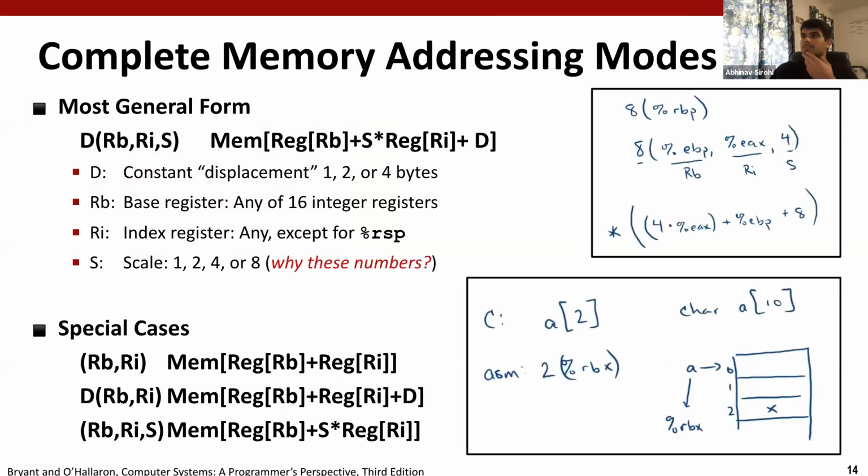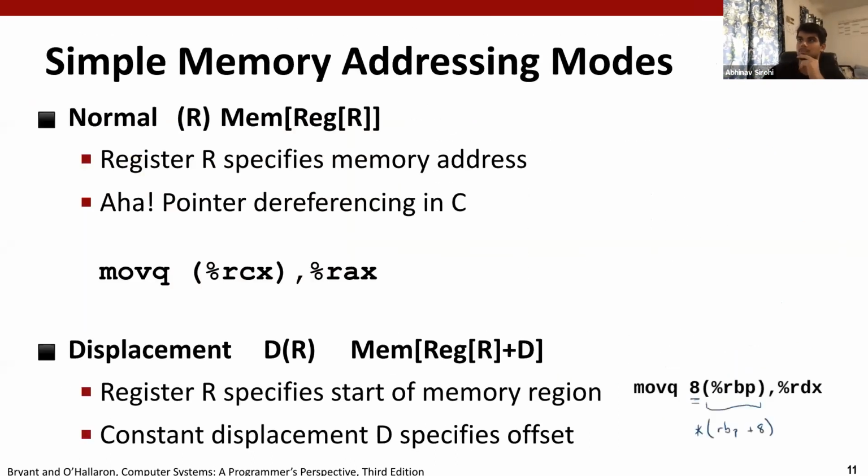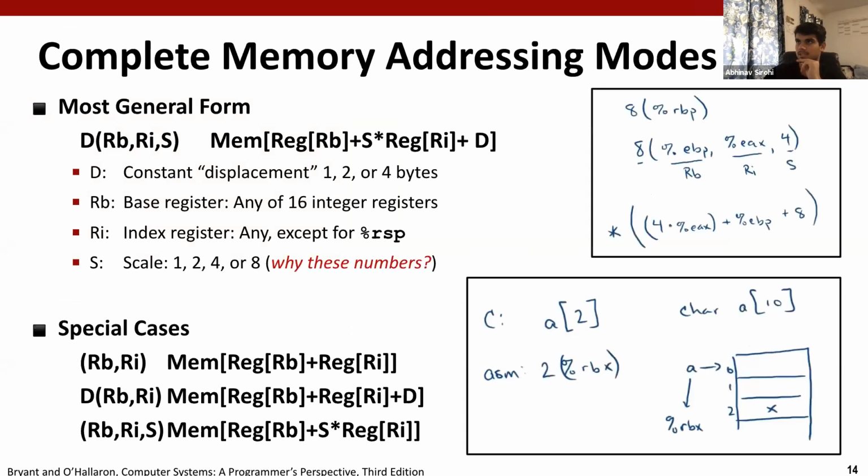And then before, what we talked about was simple memory addressing, but now we have complete memory addressing, and this is a little bit more complicated, but it's not so bad. So before we just had one register here and then the displacement next to it, but now we have the displacement, and then in parentheses we have three things. So we have the base register, and then we have the index register, and the last thing is the scale.